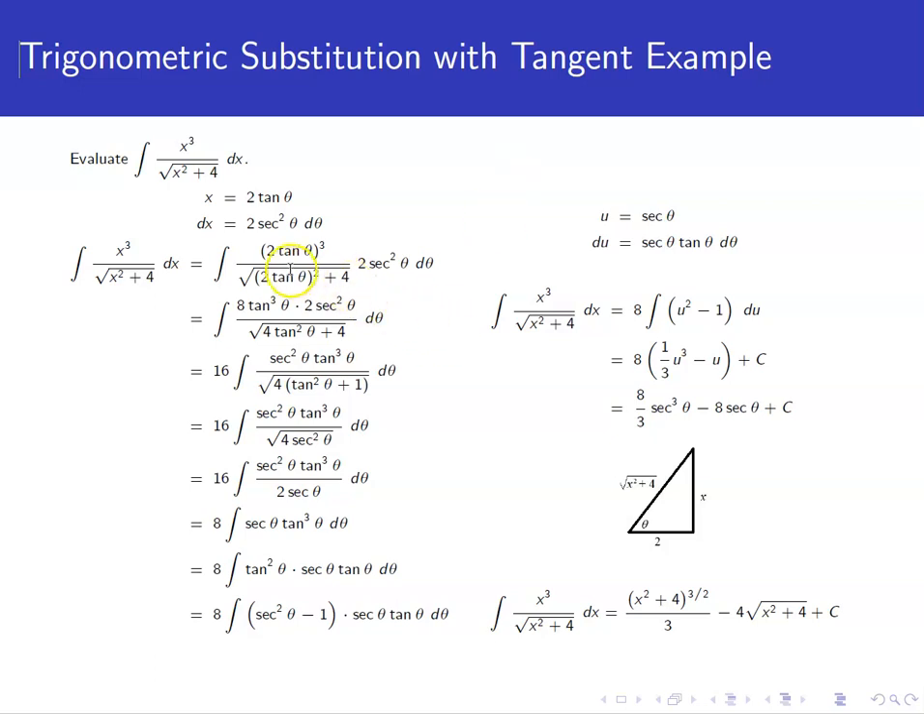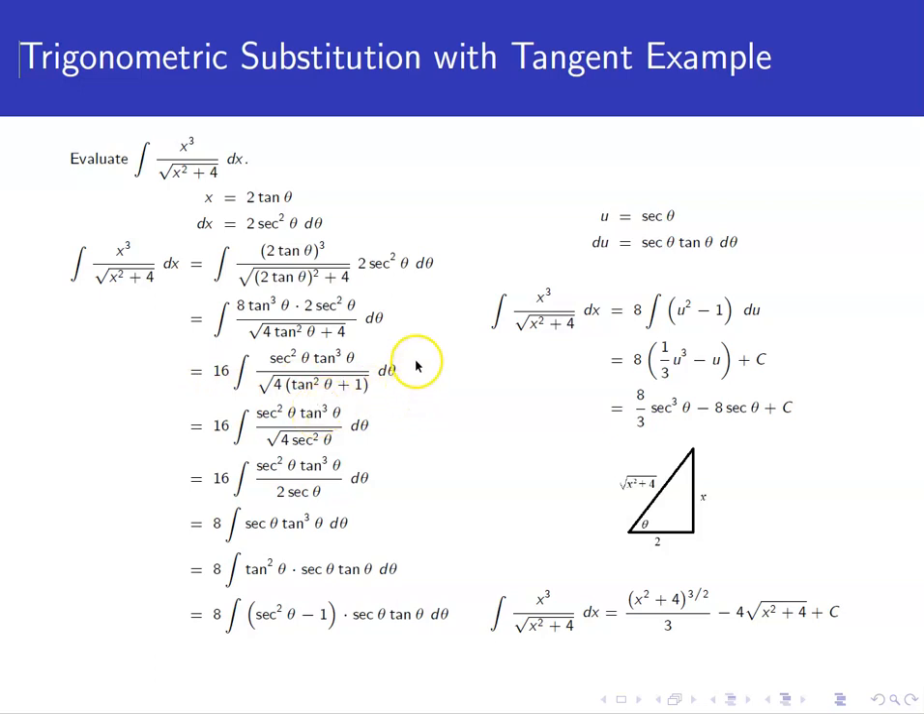So now we plug in the 2 tangent theta for x wherever we see it, and we plug in 2 secant squared theta d theta for the dx. When we cube 2 tangent theta, we get 8 tangent cubed theta. When we square 2 tangent theta, we get 4 tangent squared theta. So under the radical, we've got the square root of 4 tangent squared theta plus 4, and like I mentioned before, we can factor out the 4 now, which leaves us with a tangent squared plus 1 in parentheses underneath that radical.